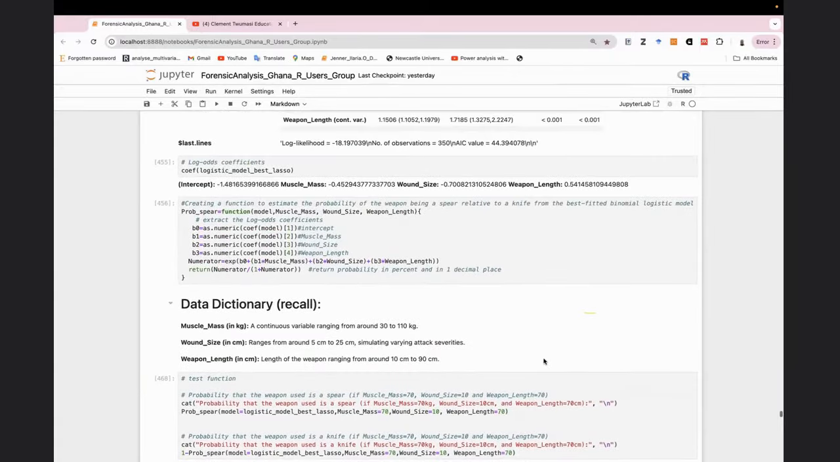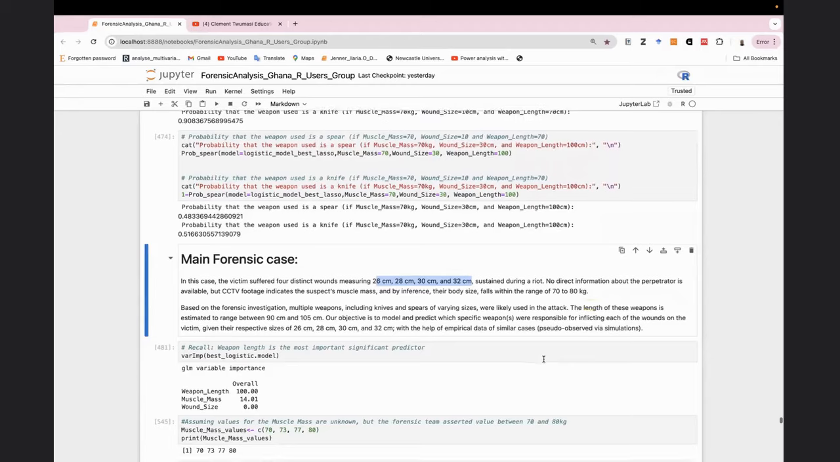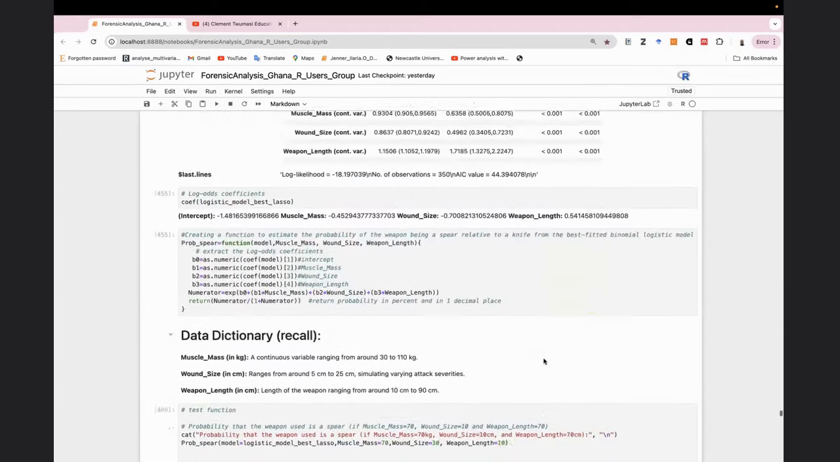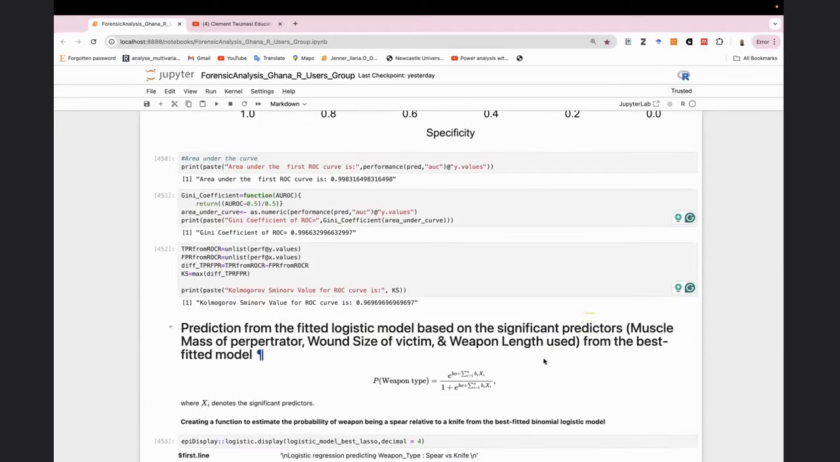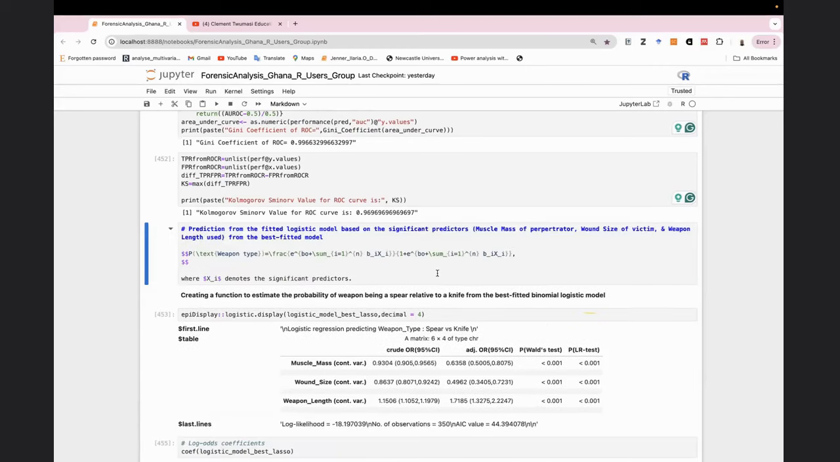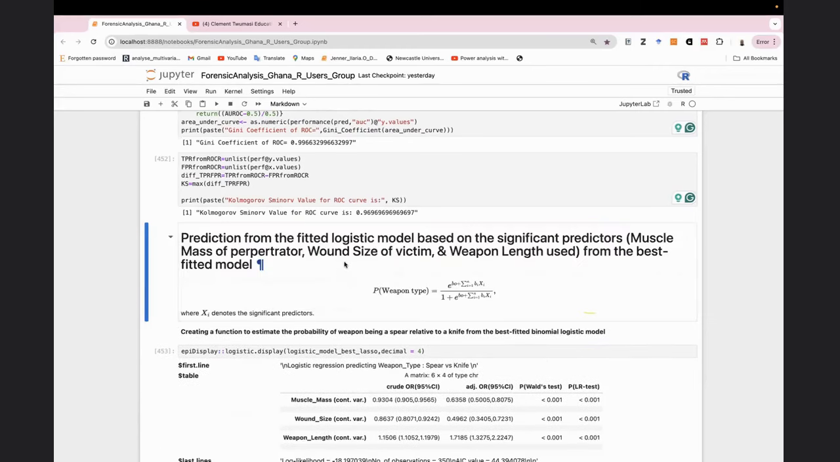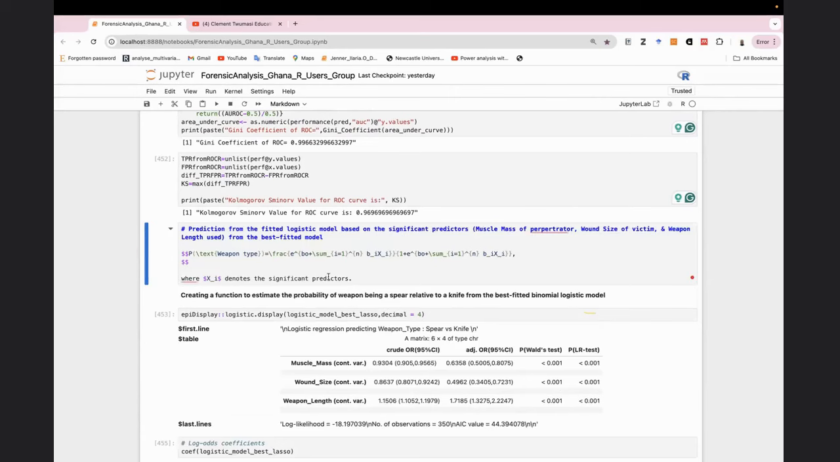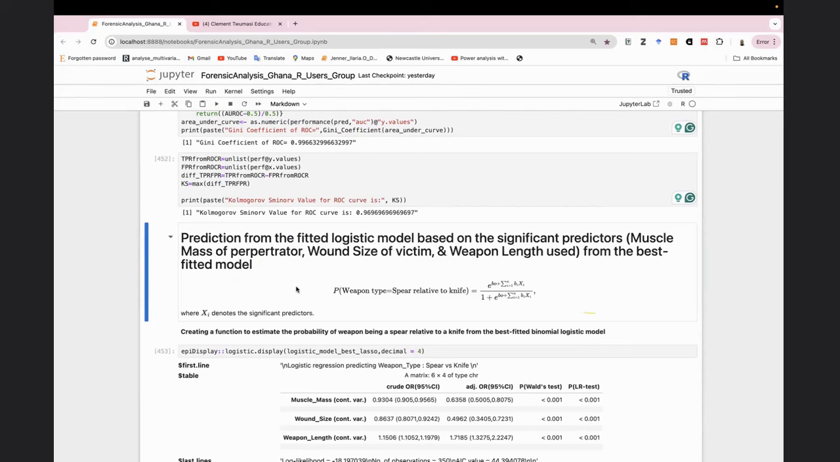Okay, fine. So that's basically what you are trying to do. And in R, or not necessarily R, there's a particular function or formula to calculate the type of weapon. Here we are predicting the weapon type to be a spear relative to what? Relative to a knife. That's exactly what we are doing here. So here we are looking at the weapon type being a spear relative to a knife.